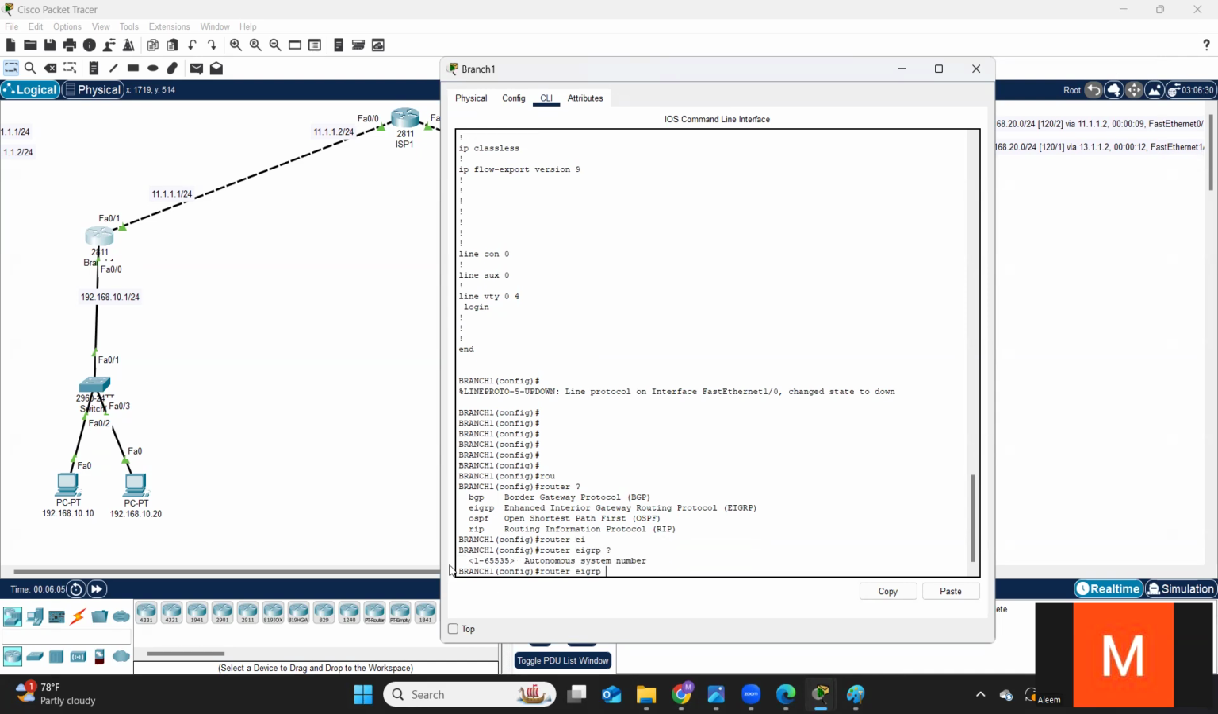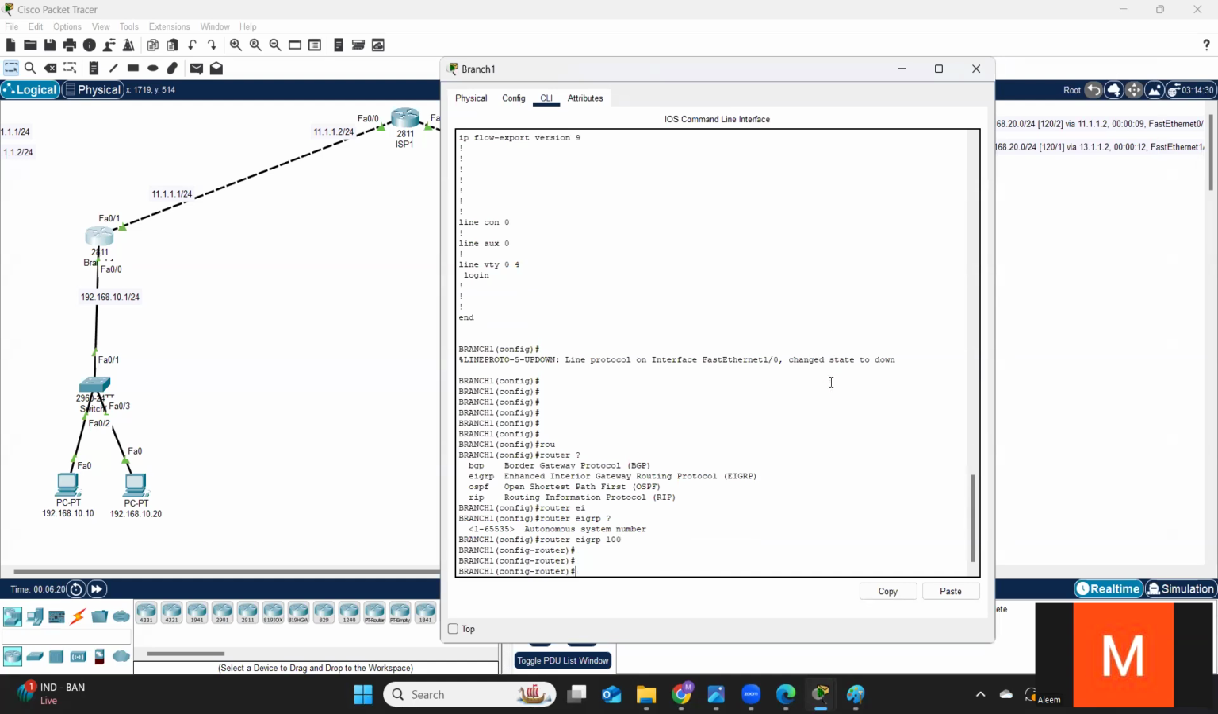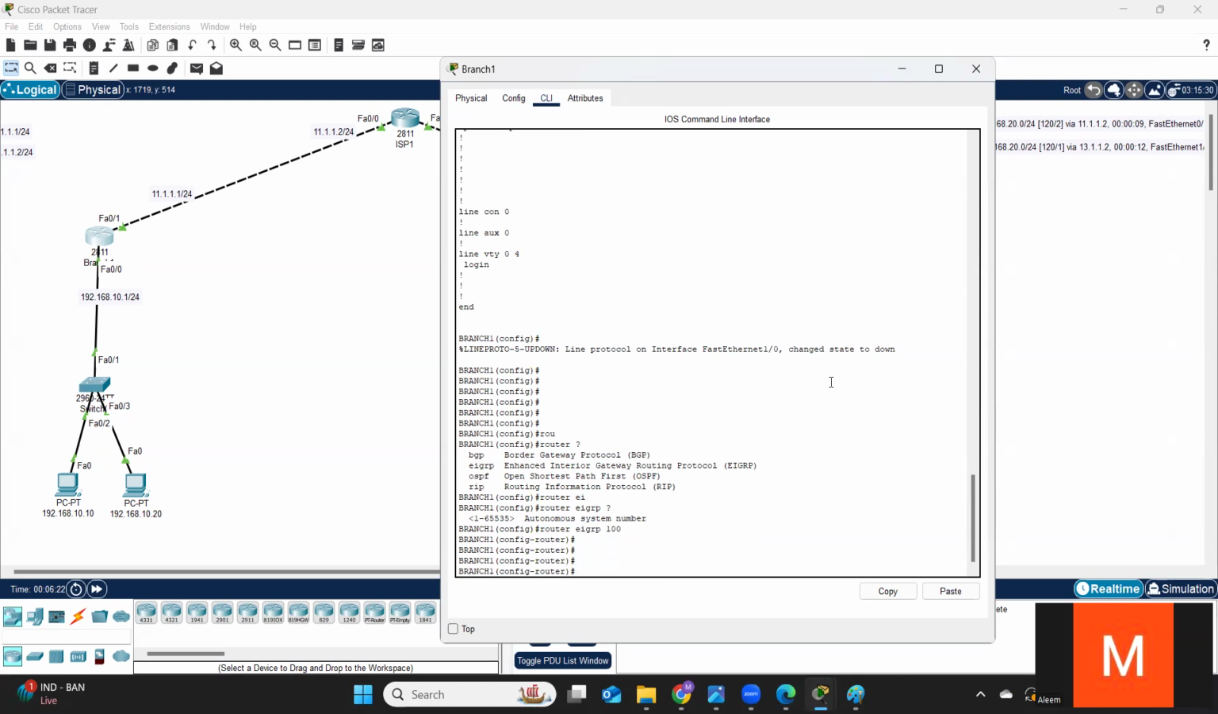For EIGRP, we have to give the AS number. In the RIP protocol, no need to give it, just hit enter and it will accept. But here we have to give the AS number, and that AS number must also match. If the AS number is not matching, they will not form the neighborship. So here I am giving 100. The AS number is 100. After that we enter the routing protocol. You can check the command prompt has changed.